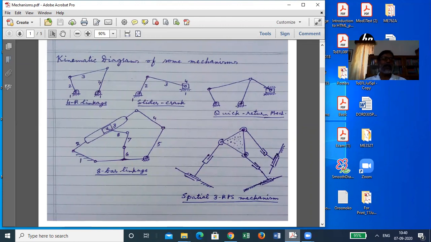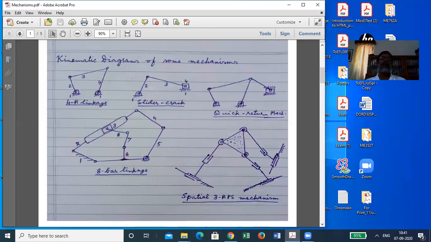So, this is a 4R linkage, sometimes also called 4-bar mechanism. It is a 4-bar chain, 4-link chain, and since one link of the chain, link 1, has been fixed, it is a mechanism. And since this mechanism has only lower pairs, it can also be called a linkage. Okay. So 4-bar mechanism is a very famous term.